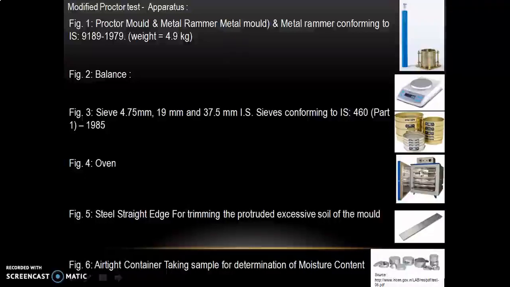This is the oven which is used to determine the water content of the soil sample. This is the straight edge for trimming the excess soil of the mold. These are the airtight containers which are used for determining the moisture content of the soil.